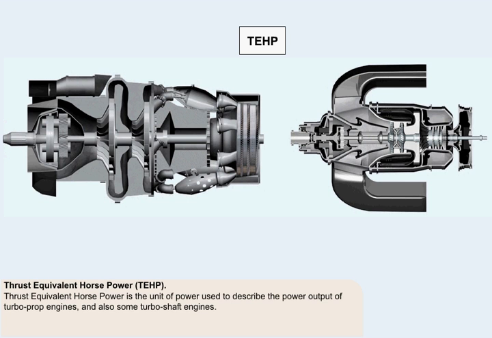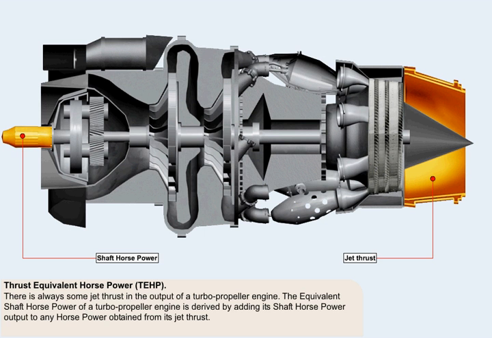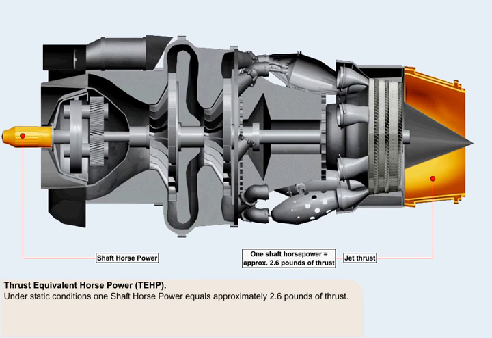Thrust equivalent horsepower, or TEHP, is the unit of power used to describe the power output of turboprop engines, and also some turboshaft engines. In practice, there is always a certain amount of jet thrust in the output of a turboprop engine. The equivalent shaft horsepower of a turboprop engine is derived by adding its shaft horsepower output to any horsepower obtained from its jet thrust. Under static conditions, one shaft horsepower equals approximately 2.6 pounds of thrust.